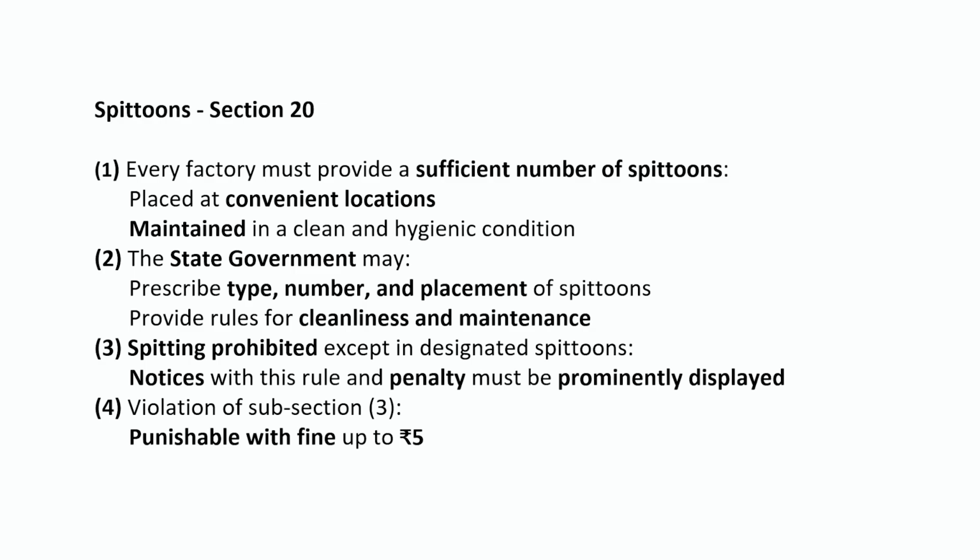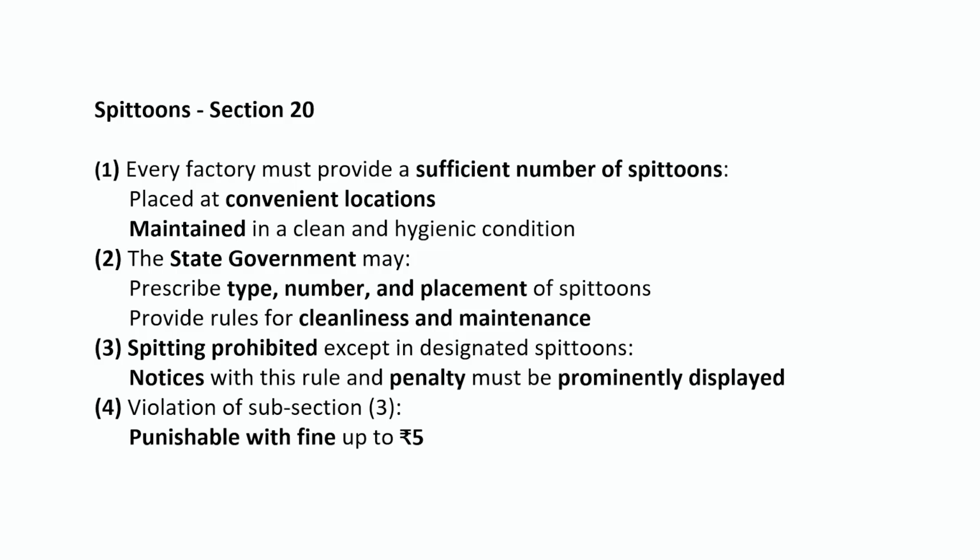So in section 20, every factory must provide a sufficient number of spittoons placed at convenient locations, and they have to be maintained in a clean and hygienic condition. The reason is that normally the workers use tobacco and other things, like gutka. So they cannot spit in any place. For this, the system of spittoons has been provided, so they cannot spit everywhere.